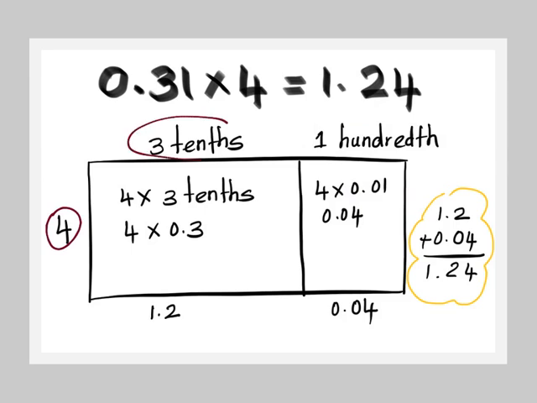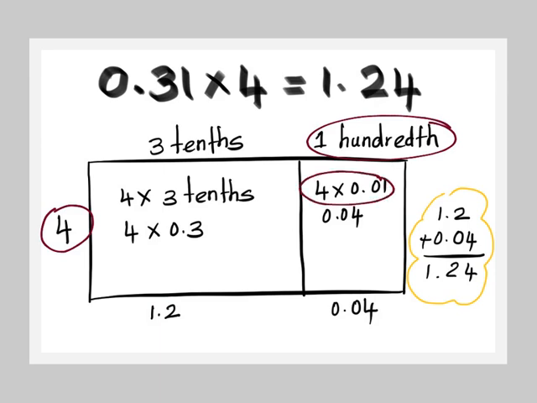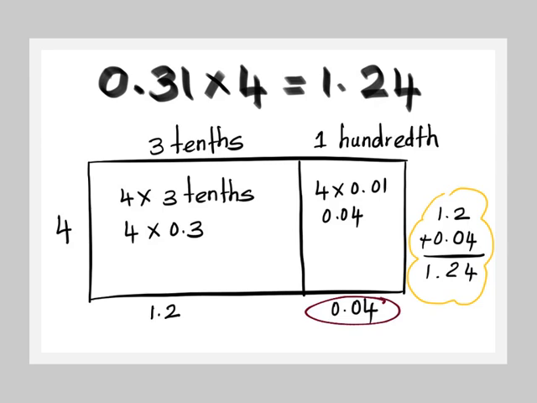So 4 times 3/10. That is how we get 4 times 3/10. The value of 4 times 3/10 is 1.2. And 4 times 1/100, that is how we get this expression, 4 times 1/100, which is 0.01. And the value of 4 times 0.01 is 0.04.